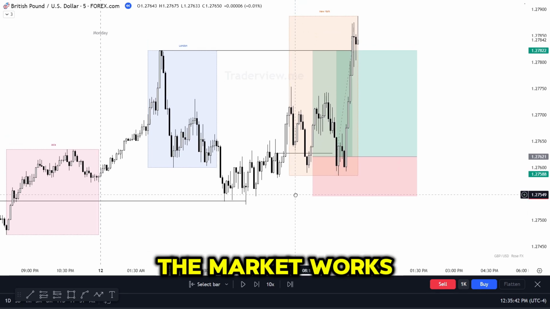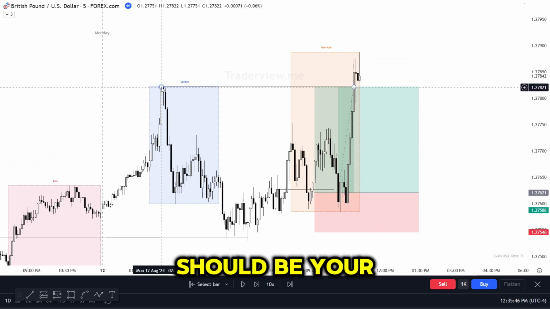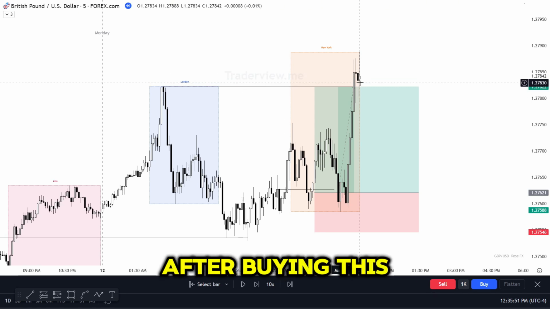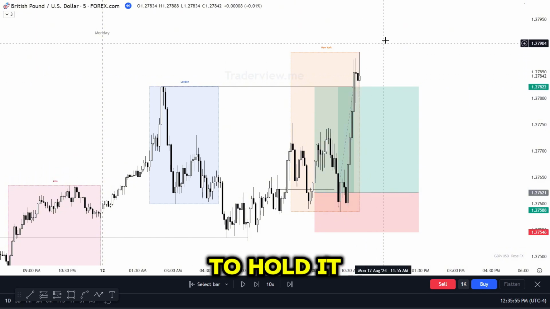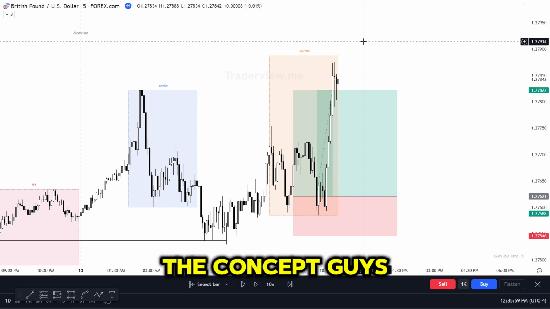So that's how the market works, guys. So this is the external range liquidity. That means this should be your silver bullet draw on liquidity. So after purging this liquidity, you have to exit your trade or else manage your trade if you are willing to hold it further. And simply this is the concept, guys.